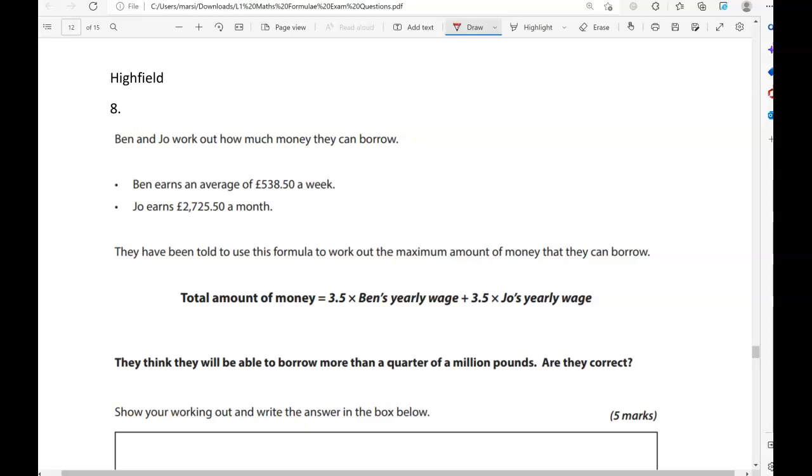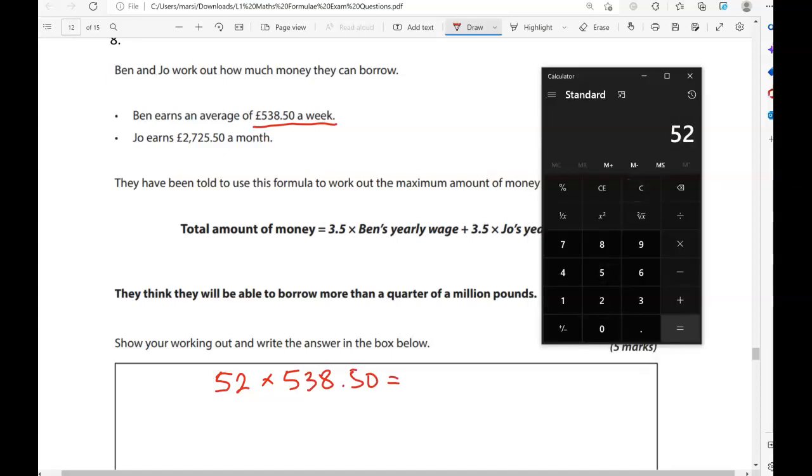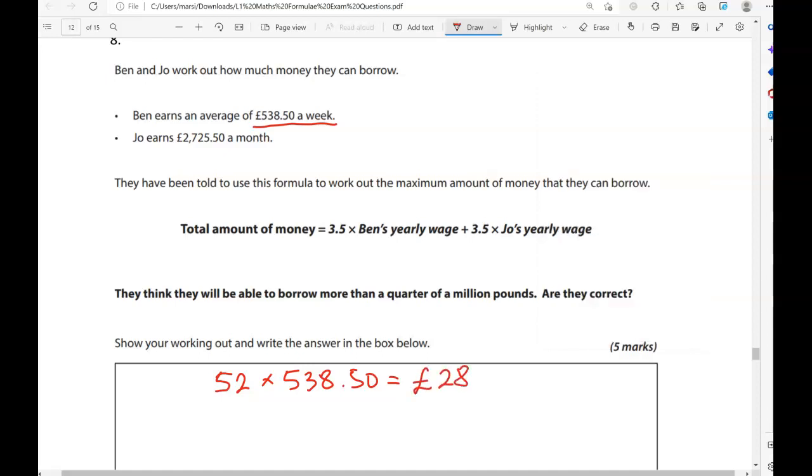So we've got to work out Ben's yearly wage and Joe's yearly wage first. If Ben earns an average of £538.50 a week, then we need to multiply that by 52 to get the yearly wage. So 52 times £538.50, which is £28,002.